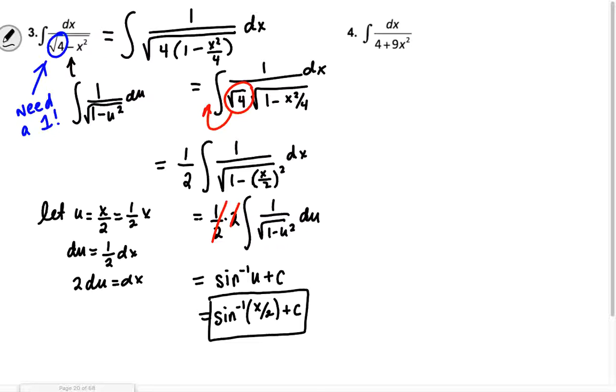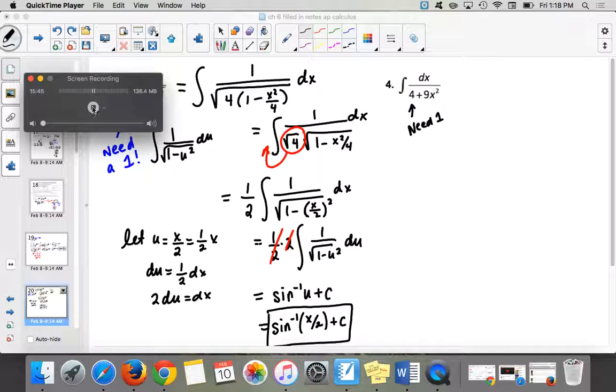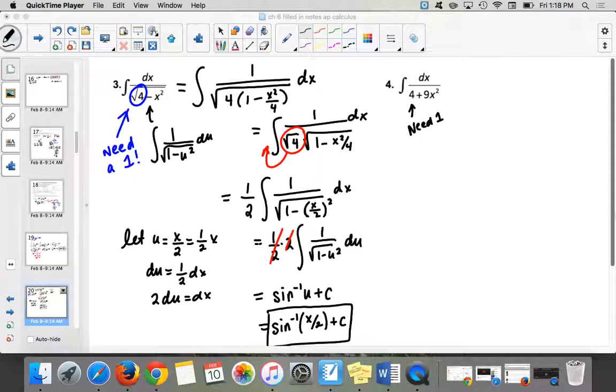That makes sense? All right, so I want you guys to try this next one. You need a 1 here. So that's your first step. You got to try to get that to be a 1. So try it. So we need that to be a 1, so we're going to pull out that 4.